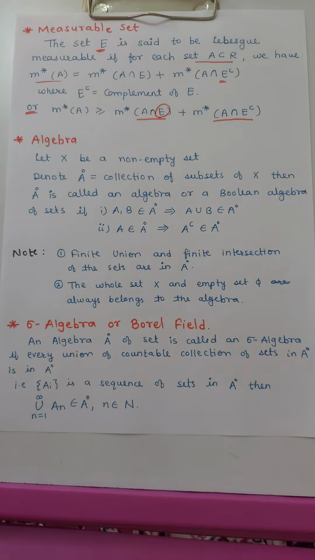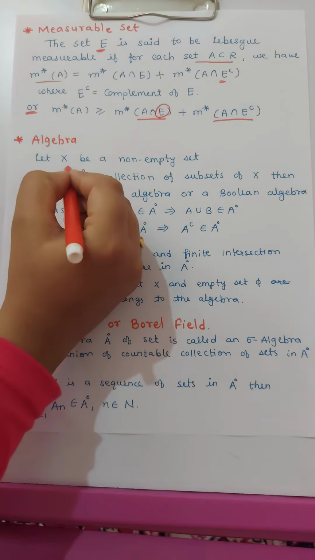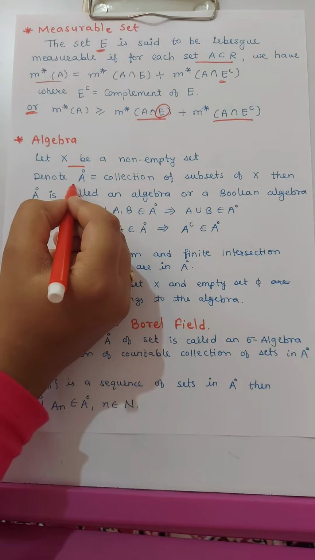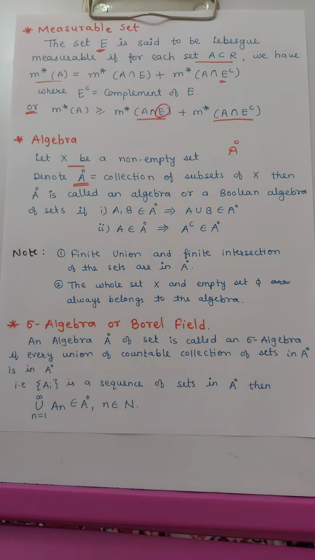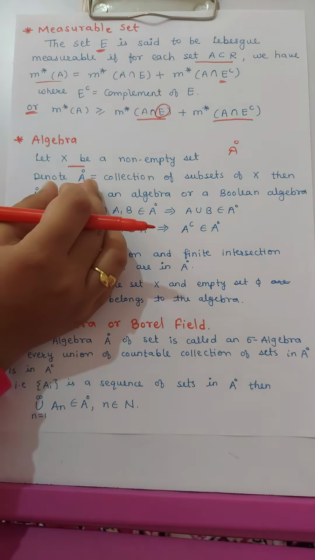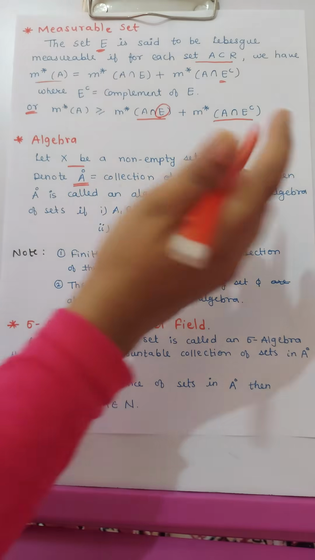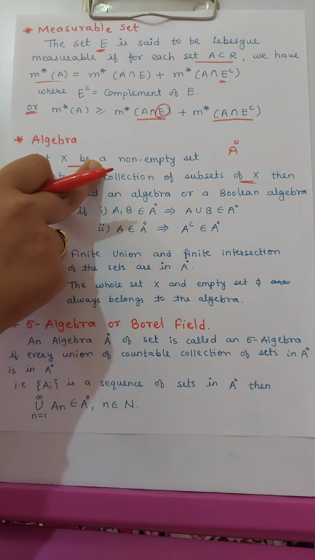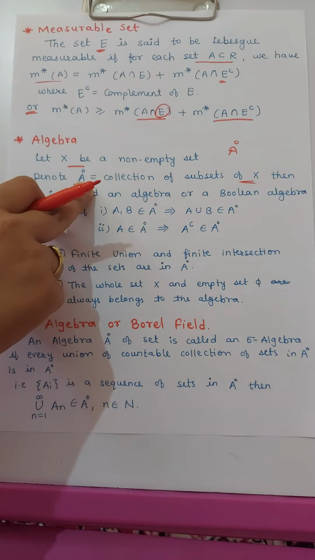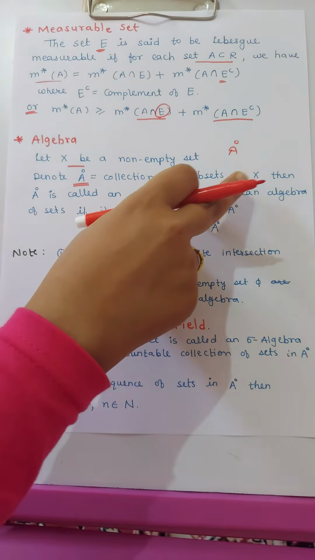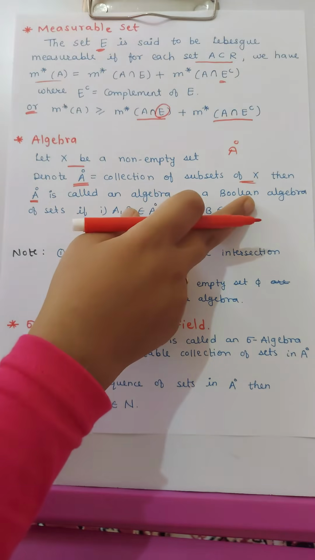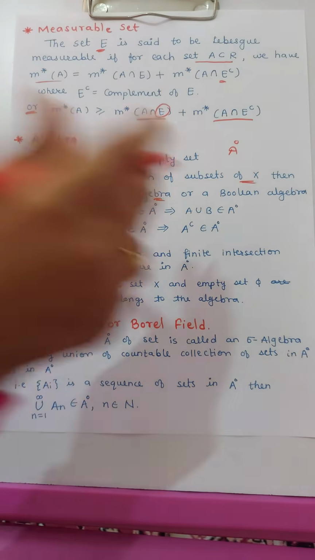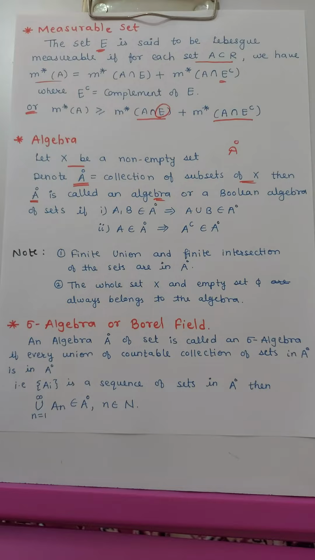The second definition is of algebra of sets. Let X be a non-empty set. Then the algebra of sets is denoted as A dot, which is a collection of subsets of X. Here X is any non-empty set. Then this A dot is called an algebra or Boolean algebra if two conditions are satisfied.